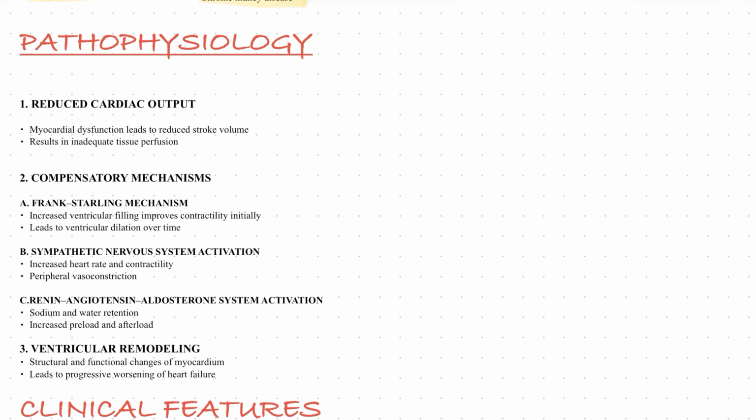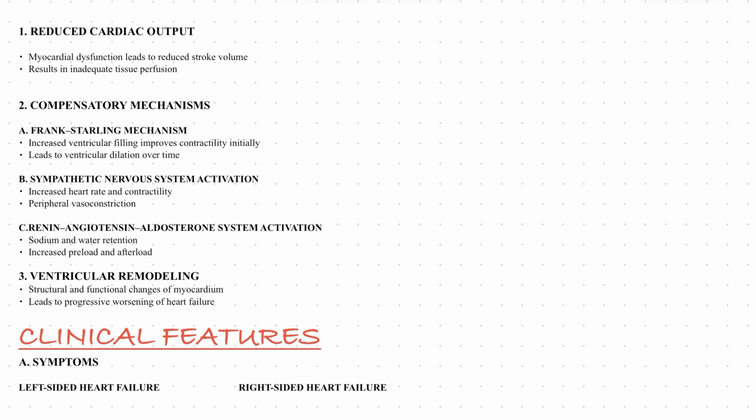Pathophysiology: you can draw a diagram if you want, or you can just write whatever I'm giving. Read this two to three times, and during your exam, just revise once. We'll be done with it. In pathophysiology, I divided it into three categories. First, reduced cardiac output, or it may be due to compensatory mechanisms, or it may be due to ventricular remodeling. No need to dig more, because if you see the playlist, I will try to explain the pathophysiology part in more detail in other videos.